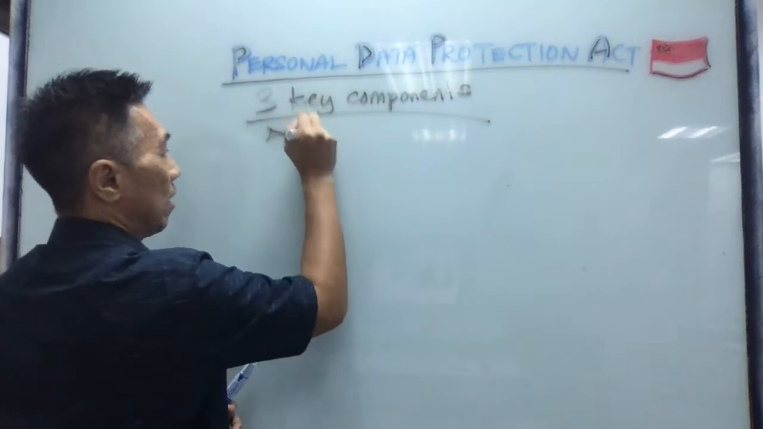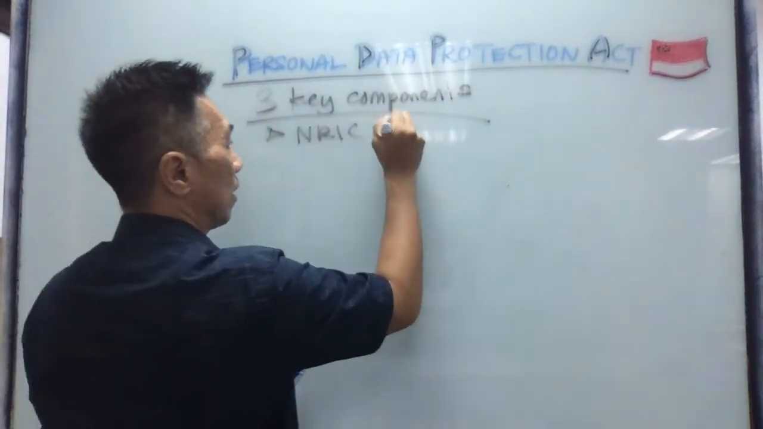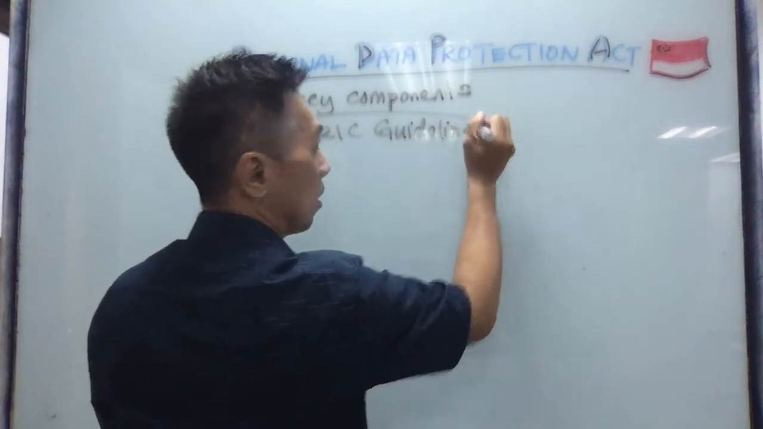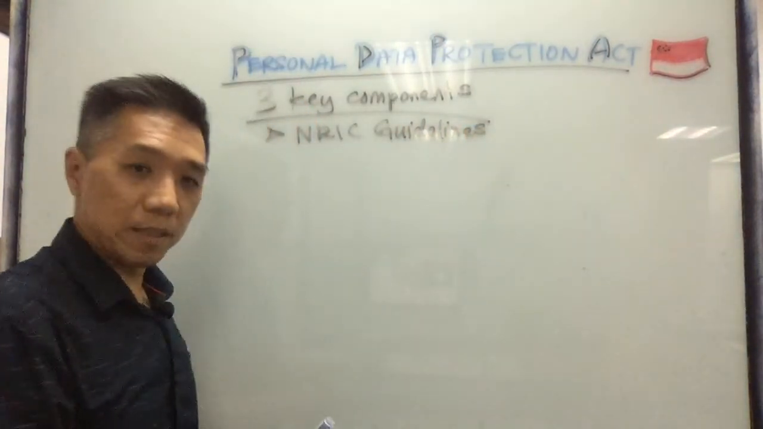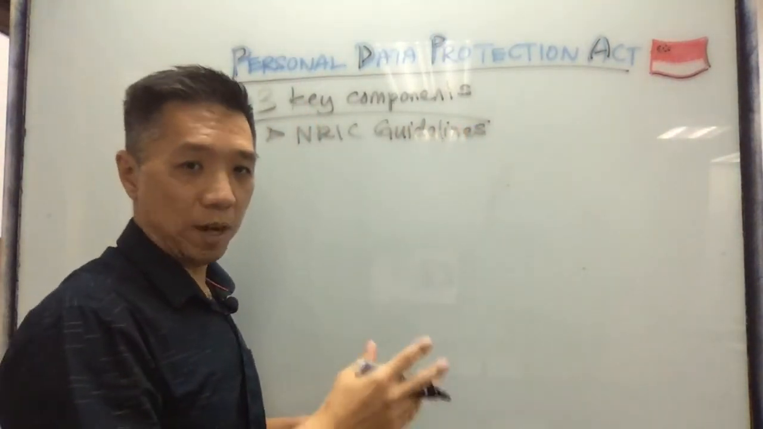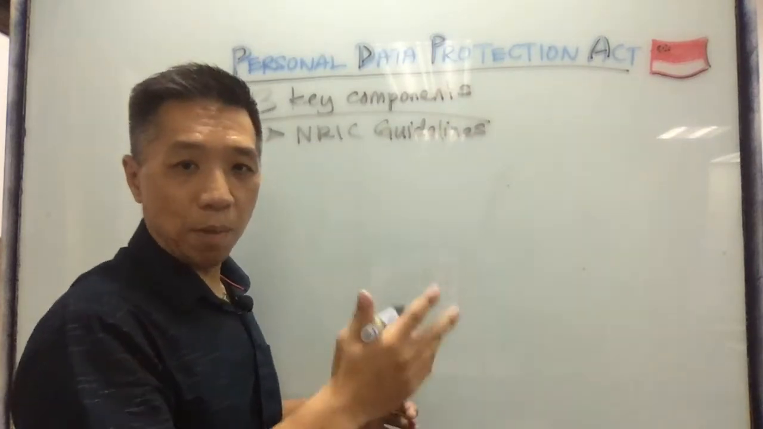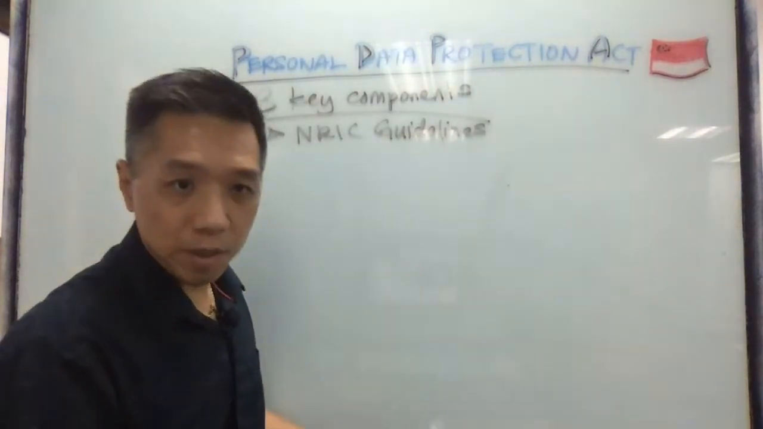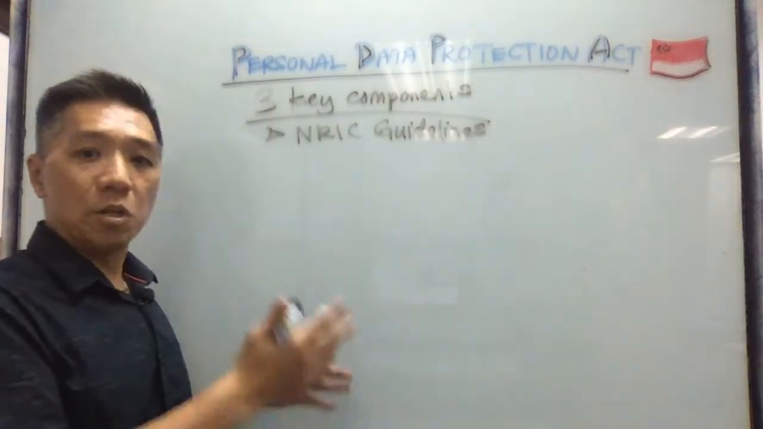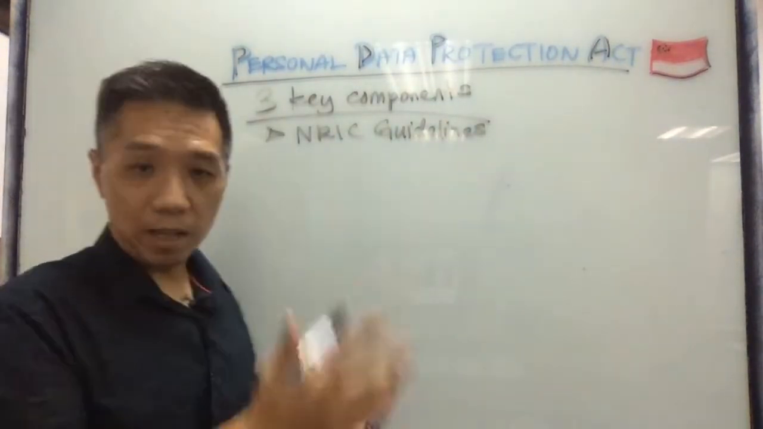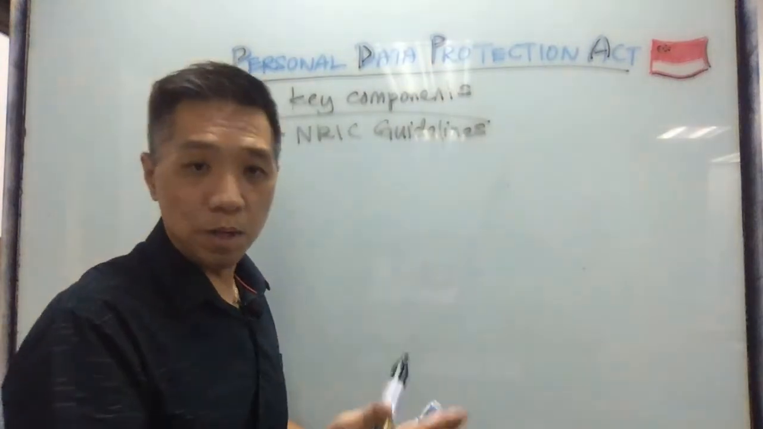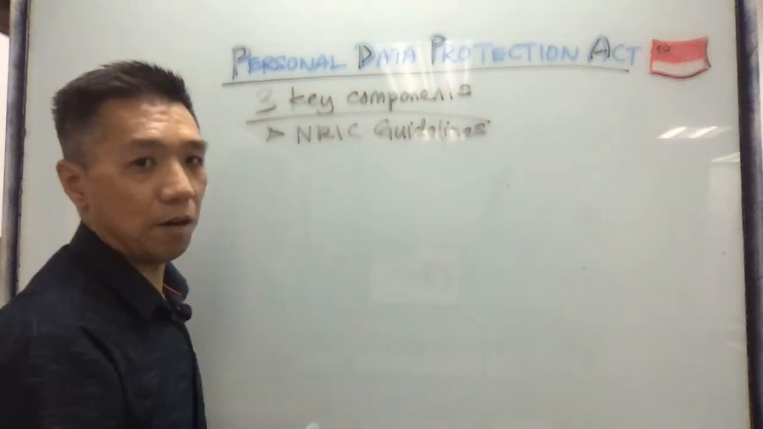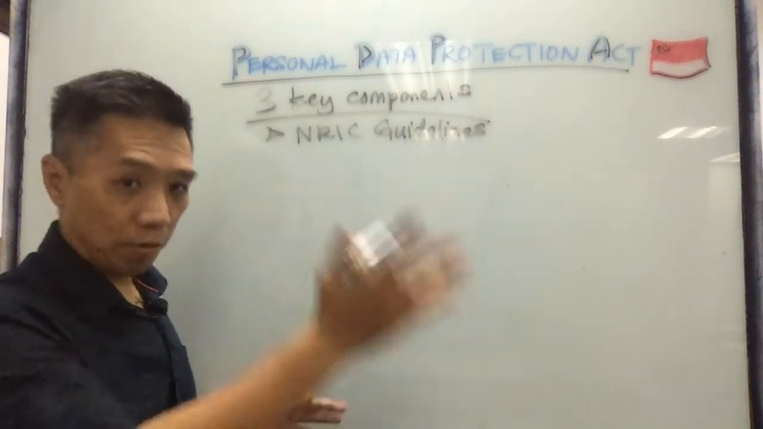1 is the NRIC Guidelines. So there are several guidelines on how we handle unique identifiers in Singapore, and it doesn't cover only the national registration ID, it also covers passport numbers, FIN numbers, work permit numbers, S-Pass number, or any other unique identifier. So that's the NRIC Guidelines. You can search the pdpc.gov.sg website to find out more about the NRIC Guidelines, and there's several guidelines up there.